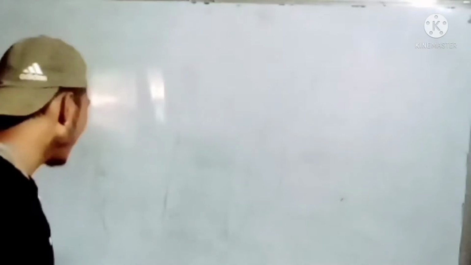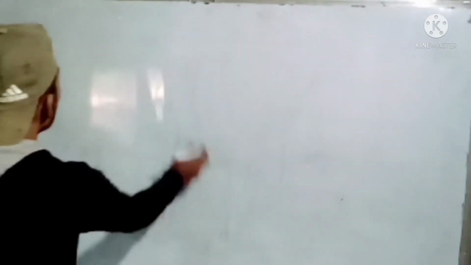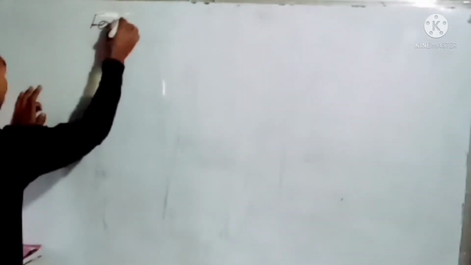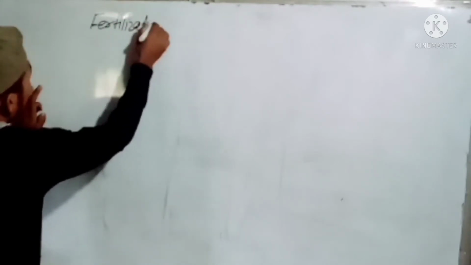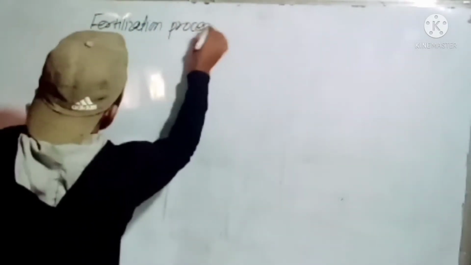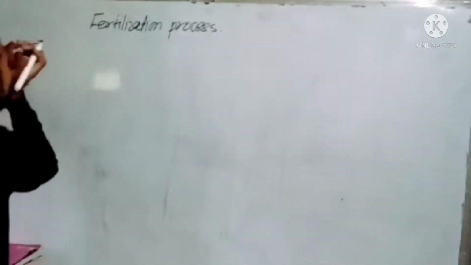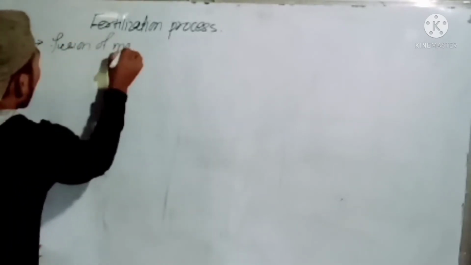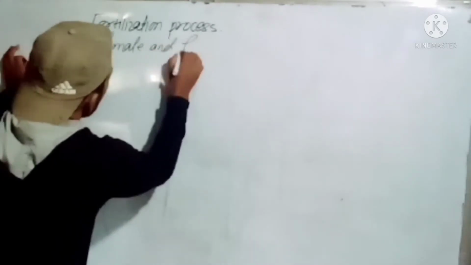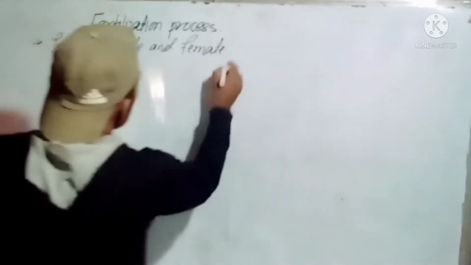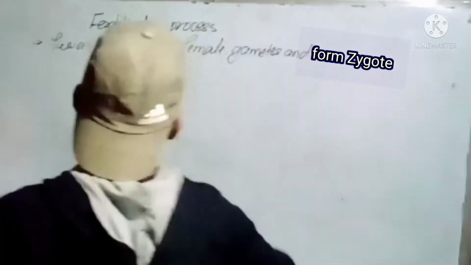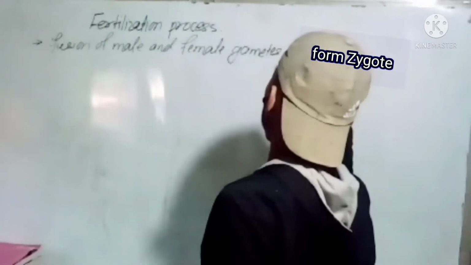I take the marker and write on the board. The fertilization process. You also know that it is the process of fusion of male and female gamete and formation of zygote. This process is called fertilization.